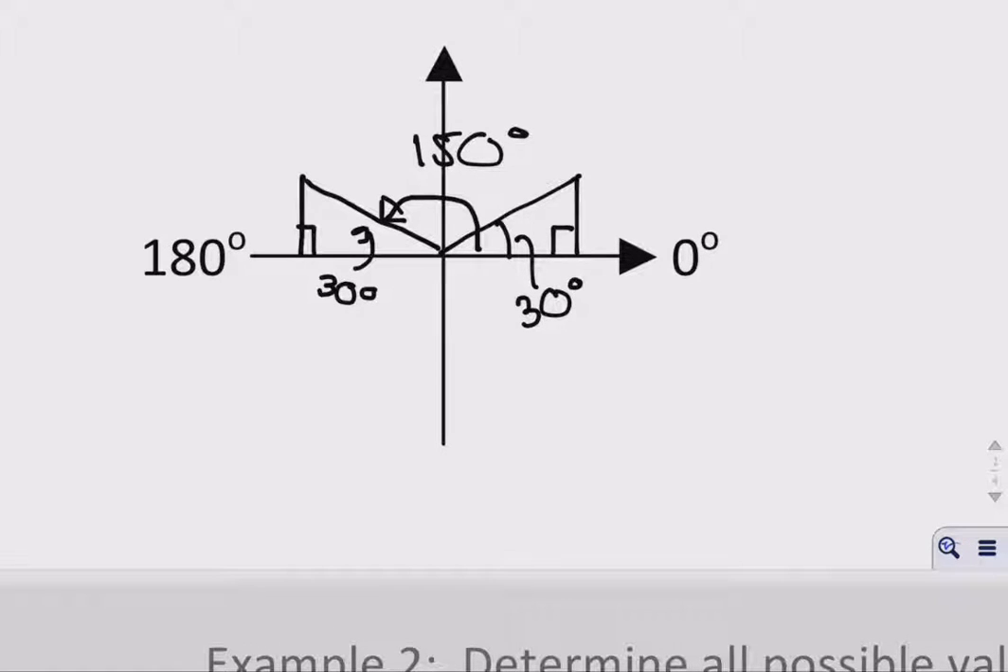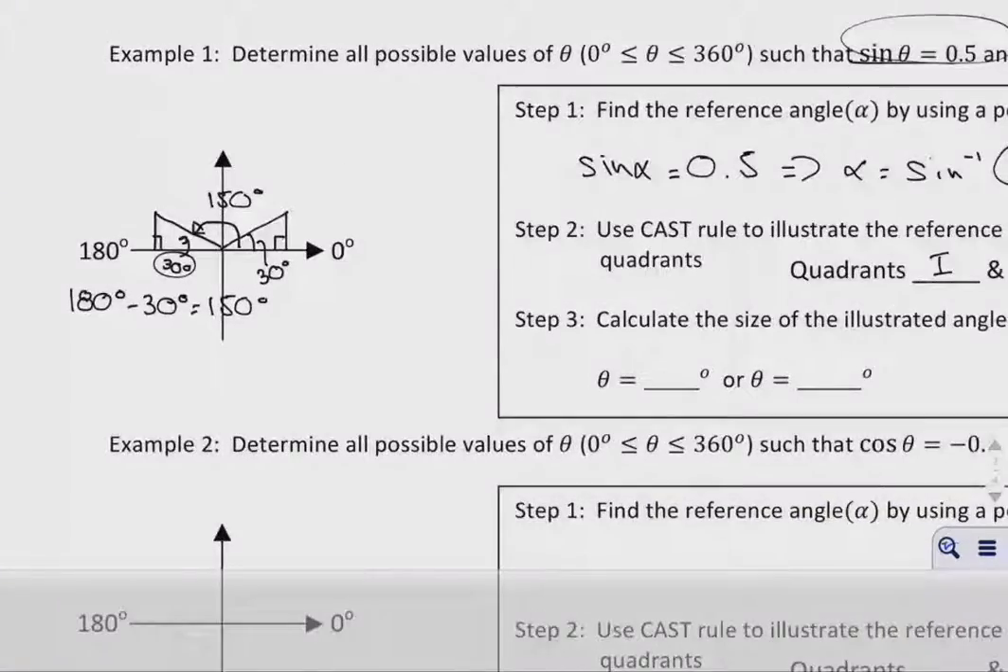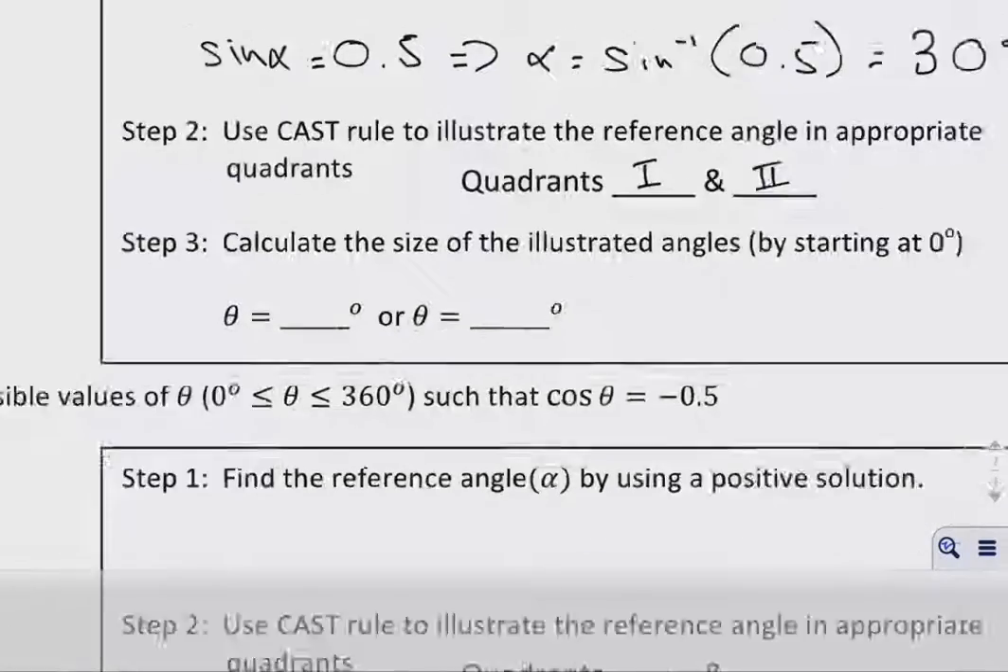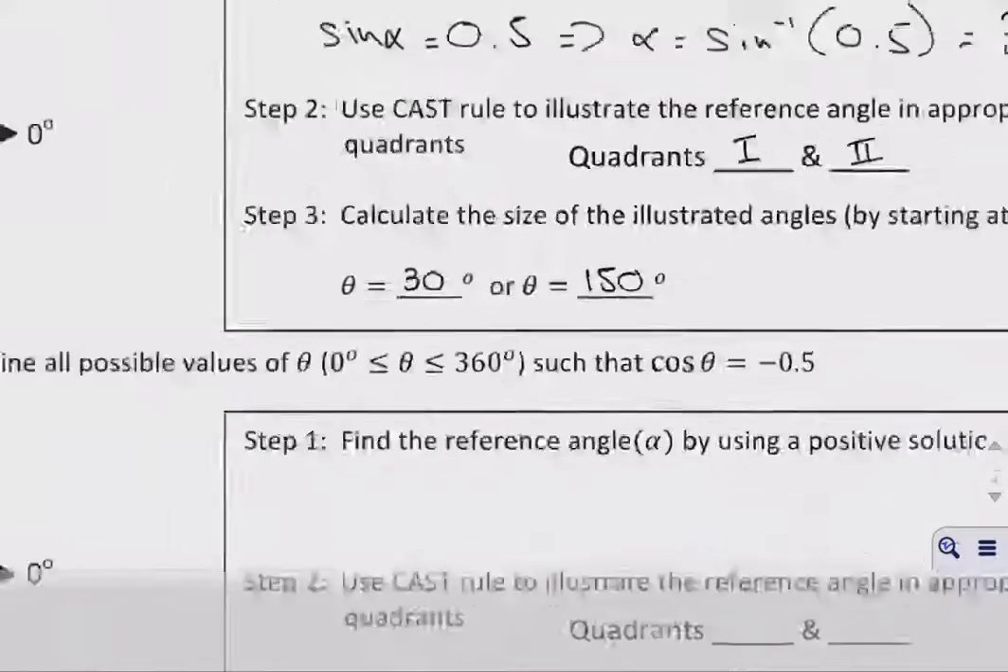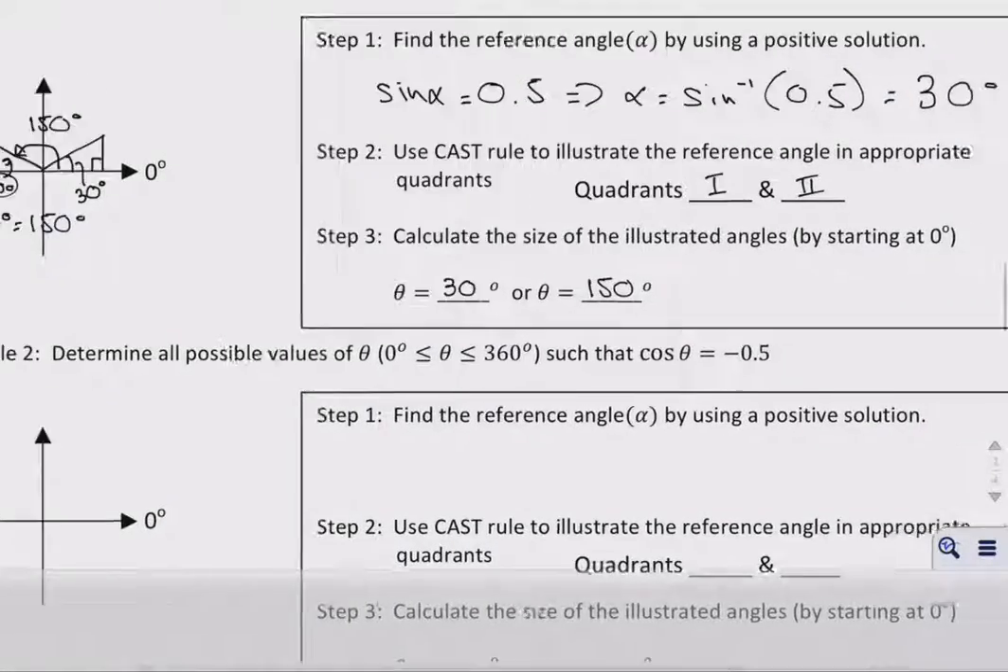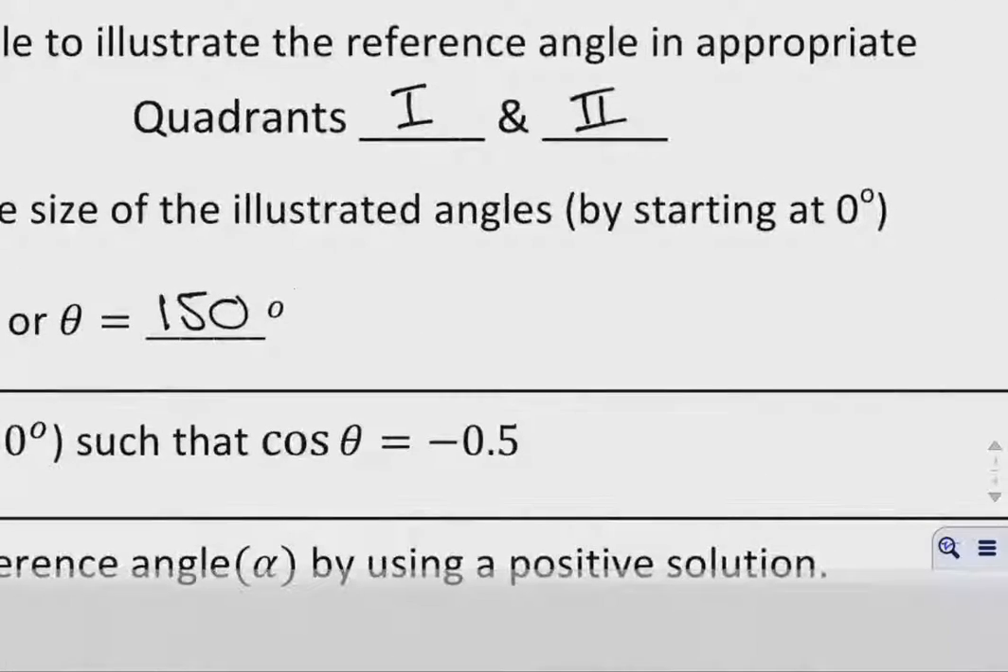Well, I know that a straight line is 180. And I know that I'm going back 30 degrees because that's my reference angle. So I'm going to minus 30 degrees, and that gives me my 150. So to answer this question, our two angles are 30 degrees or theta equals 150 degrees. If you want to check, you can go on your calculator and actually do sine of 150 degrees and you'll get 0.5.